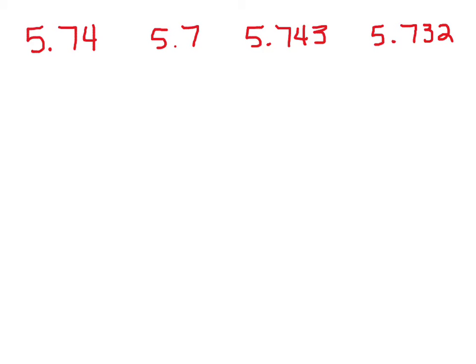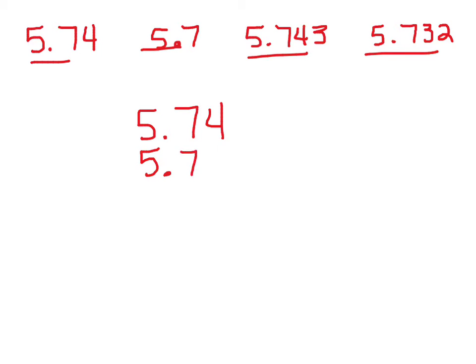Okay, so ordering decimals, you're going to do the exact same thing. You're going to line up the decimals vertically. So here are my 4 numbers. I'm going to write them as is: 5.74, 5.7, 5.743, 5.732. So there's my numbers.